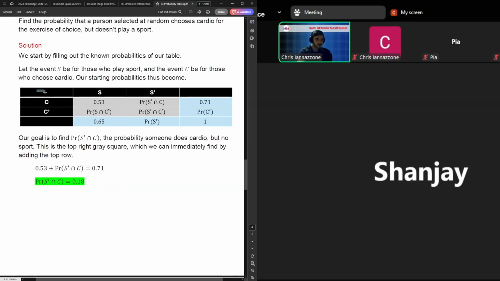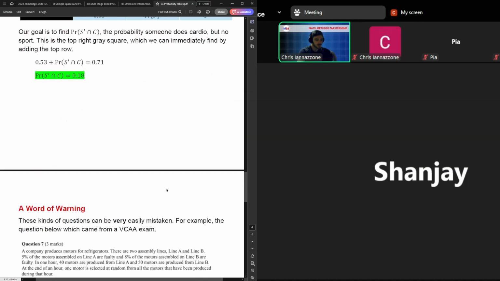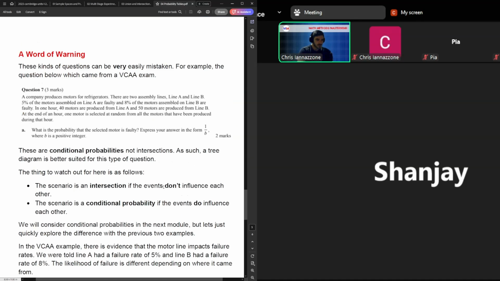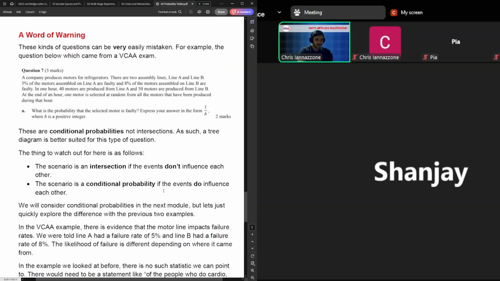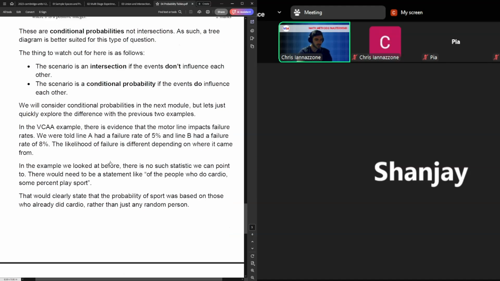So yeah, there's a few error checking things built in here to help you out if you're getting confused on how to fill out these tables. Worth mentioning, these questions can be very easily mistaken. Things that might appear as intersections are actually conditional probability. The thing to watch out for here is that if the probability figure that was given is dependent on another probability figure, then it's conditional probability, not an intersection.